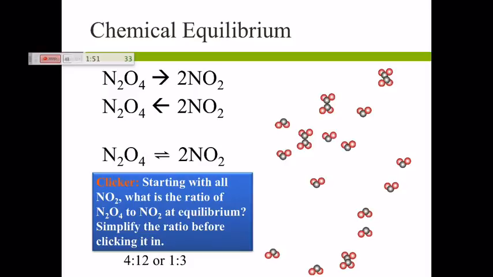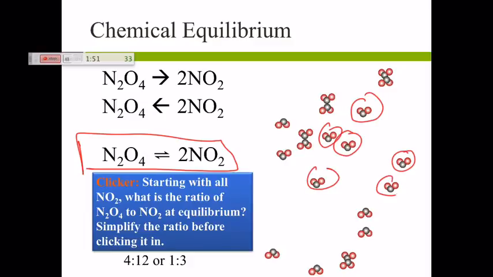That's because you wrote it going from NO2 to N2O4. So it's always that ratio. So the ratio would be 3... So we have 1, 2, 3, 4... We have 12 of these.